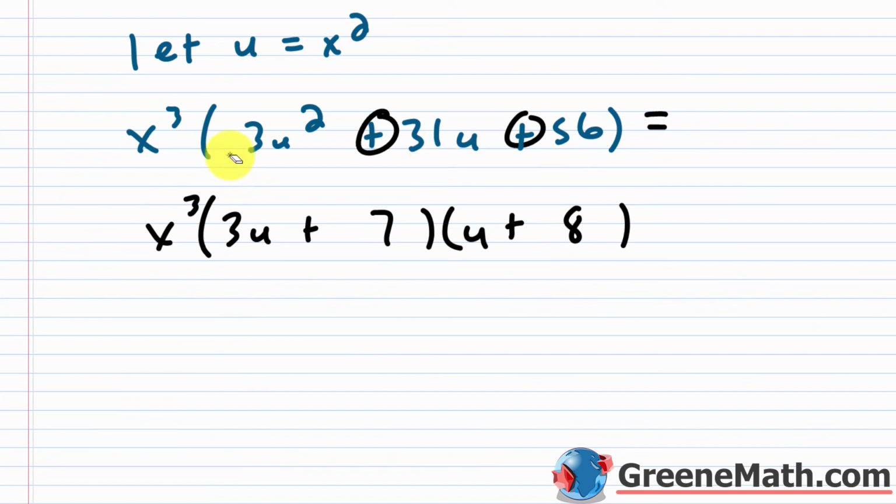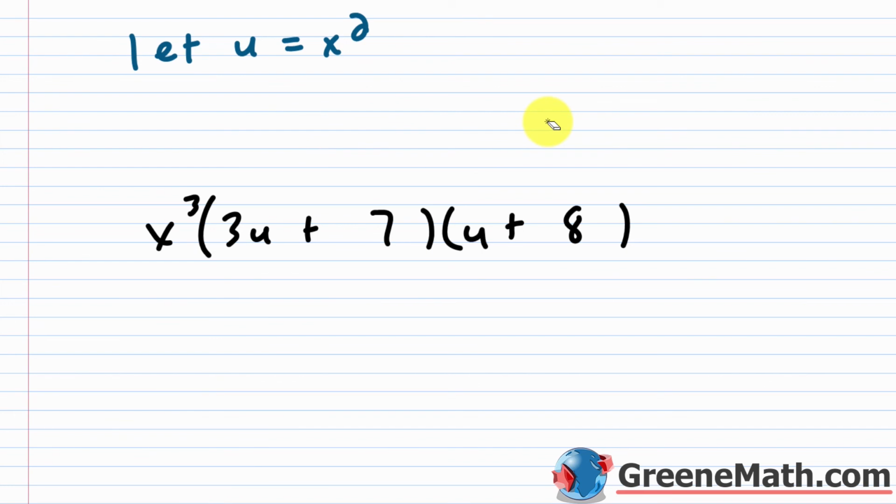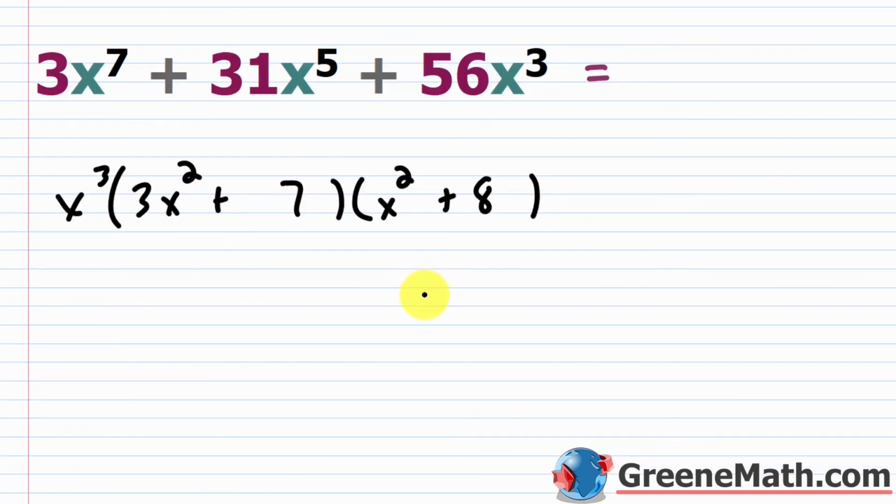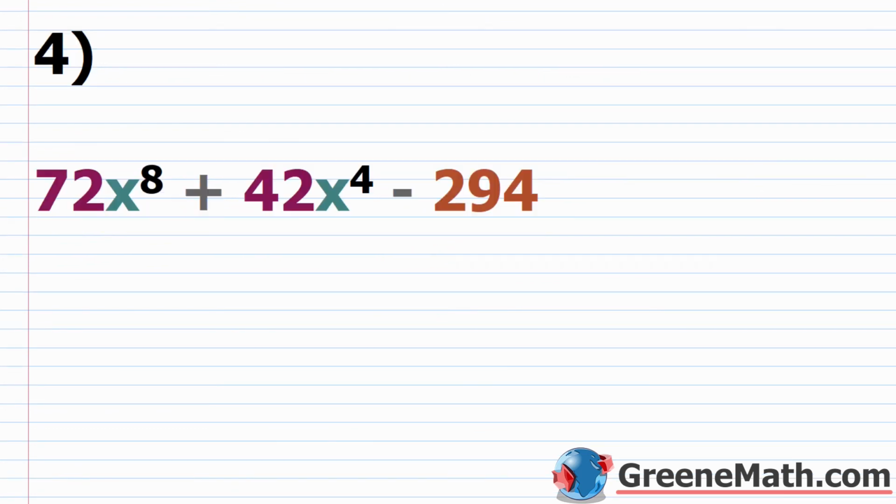Now again, let me erase this real quick. Because we let u equal x squared, all you need to do is get rid of the u and then plug in an x squared, and you've basically found your factorization. Let me make this plus sign a little bit better here. Let me get rid of all this. So we'll come back up here and just read the answer. We're going to have x cubed times the quantity 3x squared plus 7 times the quantity x squared plus 8. All right, let's take a look at problem number 4 now.